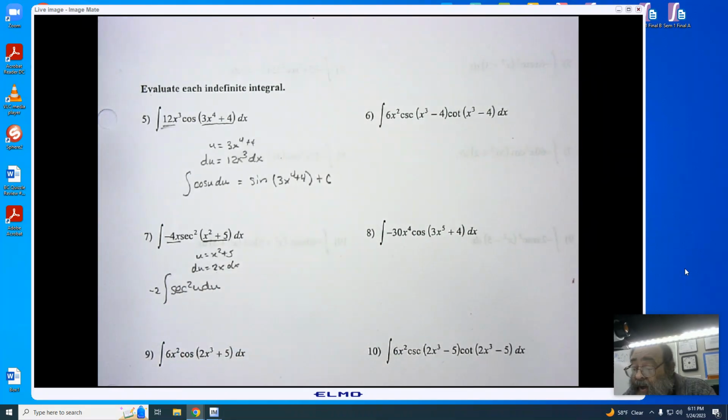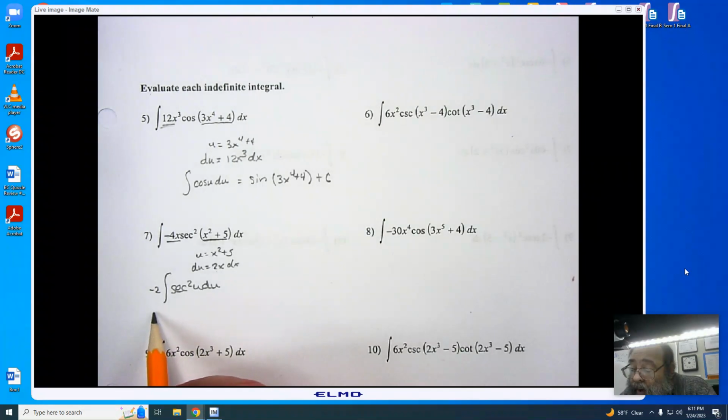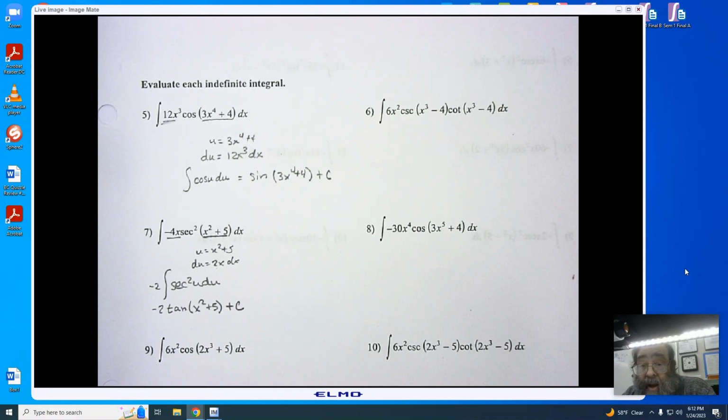Now notice when I do this, I know that the derivative of tangent is secant squared. So by putting my antiderivative, tangent of u, back substituting u, x squared plus 5, making sure that I put my plus c, I have number 7.